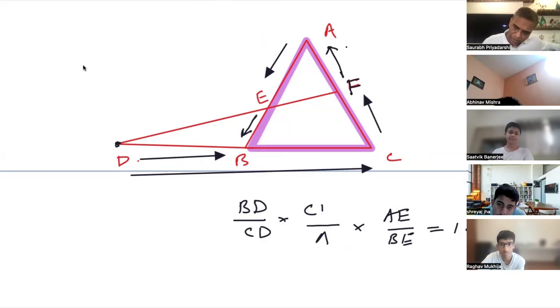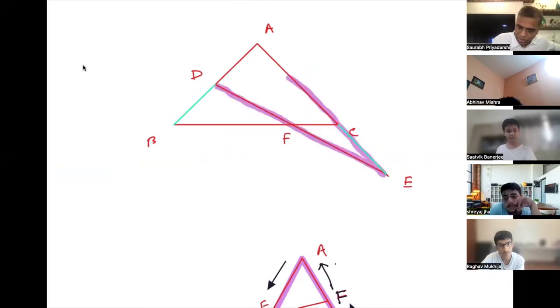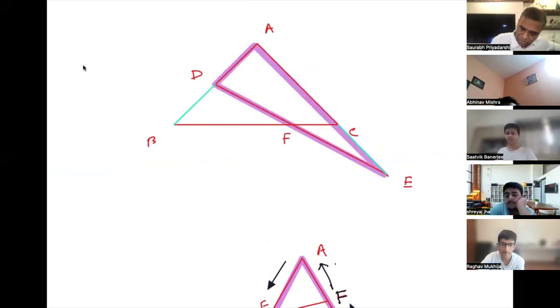Yes, sir. Now can you apply this? Yes, we can apply this for this question, so it gets cancelled out. Now what we have to find is the ratio of this. So I'll go with this triangle and the transversal. Can you see anything on this? Take your time, everyone. Go with the transversal.